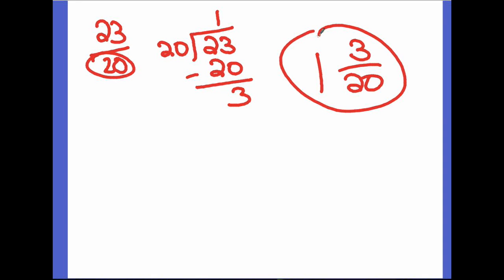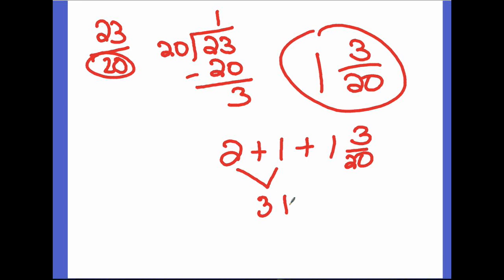What were my 2 whole numbers on B? Okay, so 2 plus 1 plus 1 and 3 over 20. Let's do our whole numbers first. 2 plus 1 is? 3 plus 1 is? 4, and then bring down the fraction.